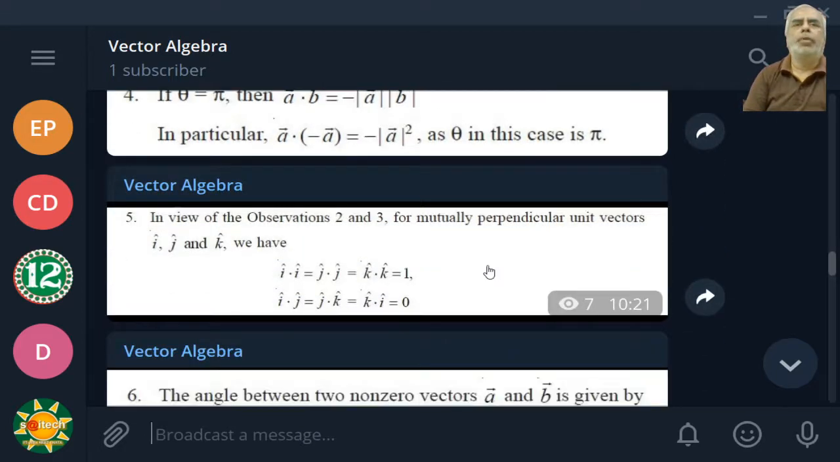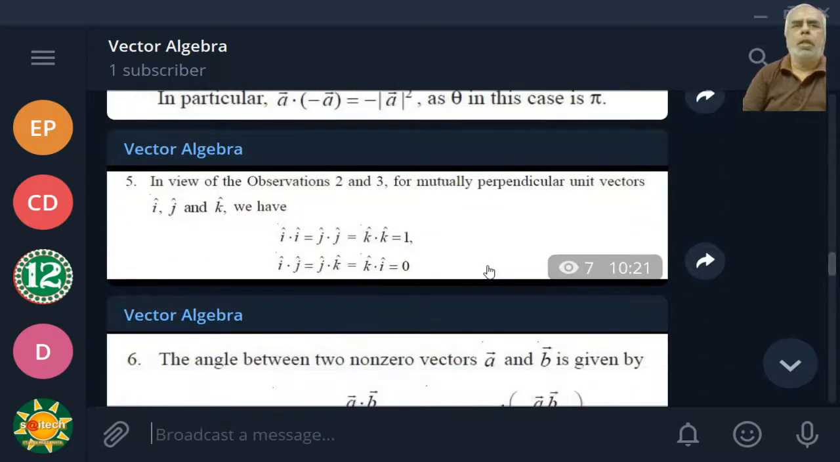And then the fifth case, let us consider the observations 2 and 3, where we have mutually perpendicular unit vectors. It involves three vectors i, j, k, orthogonal vectors. So i cap is the unit vector along the x-axis.